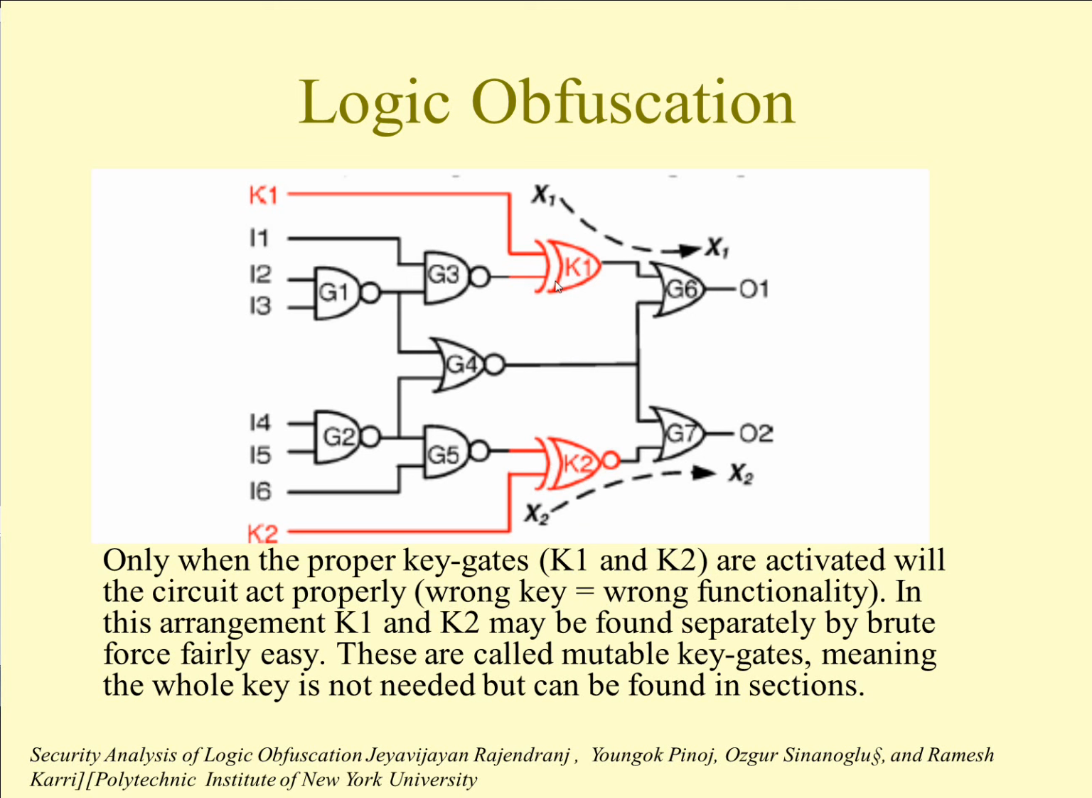And then to activate those gates, meaning that they're going to let this signal from G3 and this signal from G5 go through, they are going to take specific values for K1 and K2. This one seems like it would be very easy to crack because there's only two gates there, and you could probably write a program that could crack that.